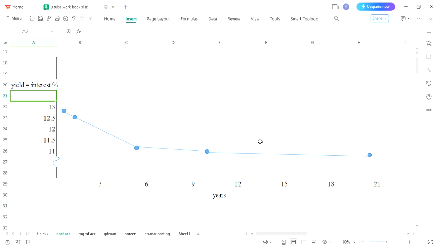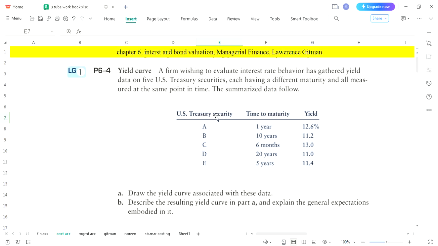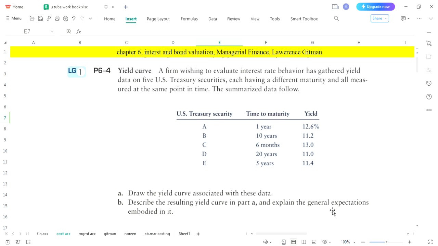Slope is very clear. It is negatively sloped. First element which we have noticed is that it is a negative slope. What does that mean? Continuously it is dropping from the first point to the last point. There is a continuous drop. That is why we are saying it is negatively sloped, and part A is completed. Draw the yield curve associated with these data. With this data, describe the resulting yield curve. We have already described it as negatively sloped, and explain the general expectation embodied in it.